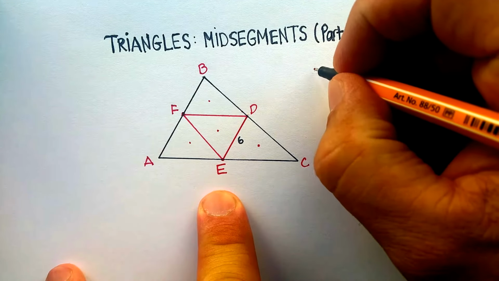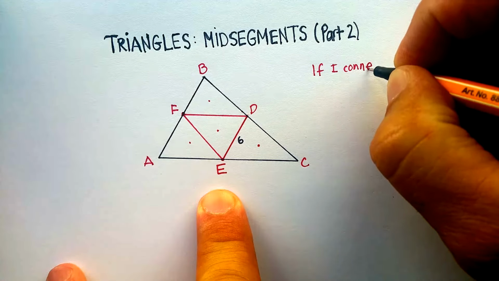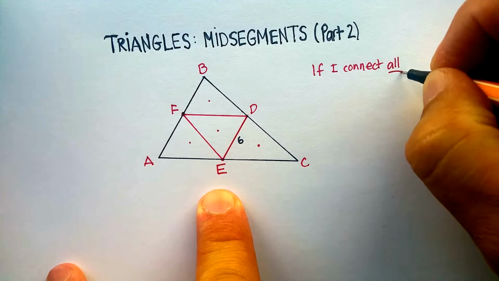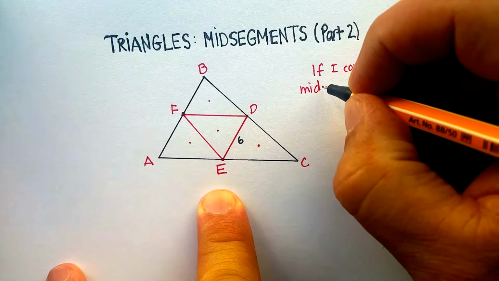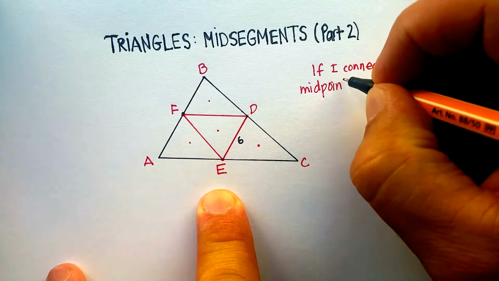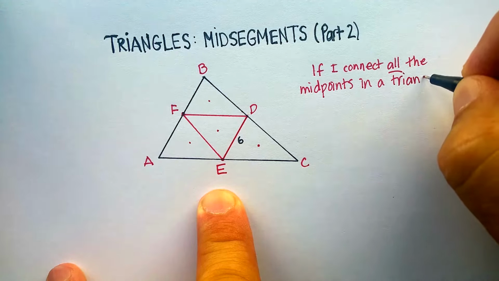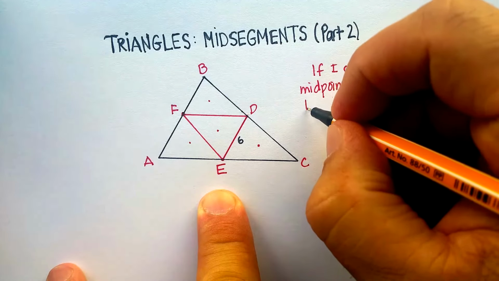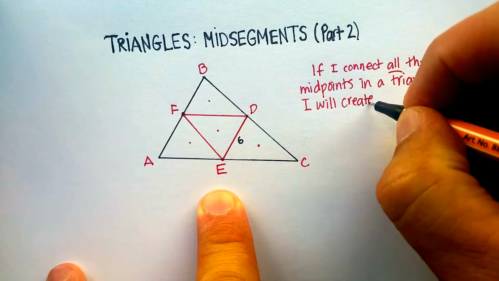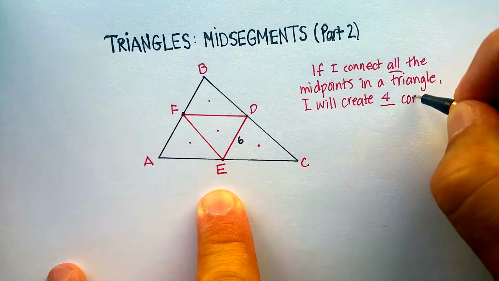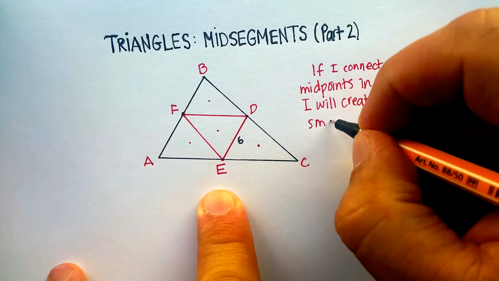Let me say that again. If I connect all the midpoints in a triangle, I will create 4 congruent smaller triangles.